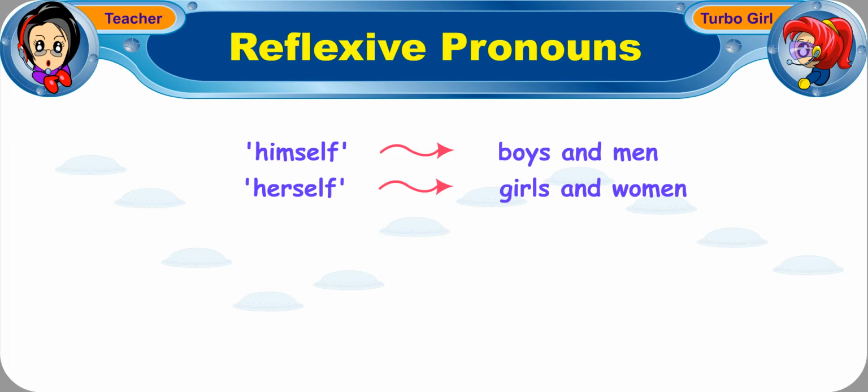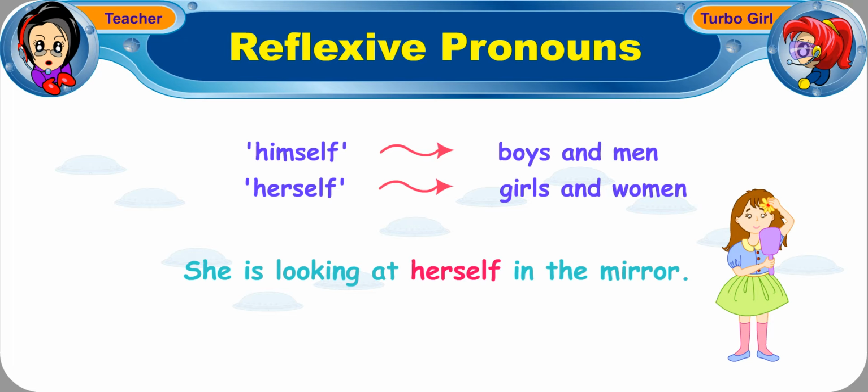We use herself for girls and women. Look at this example. She is looking at herself in the mirror. We use the reflexive pronoun herself to refer to the girl.